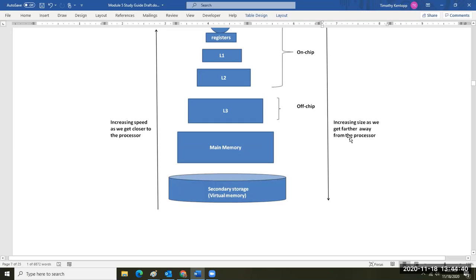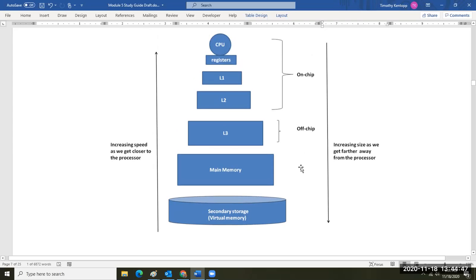So you increase in size as you get further away from the processor, and you increase in speed as you get closer to the processor. It's another way of looking at it. Increase in size, increase in speed. Does everybody understand that?